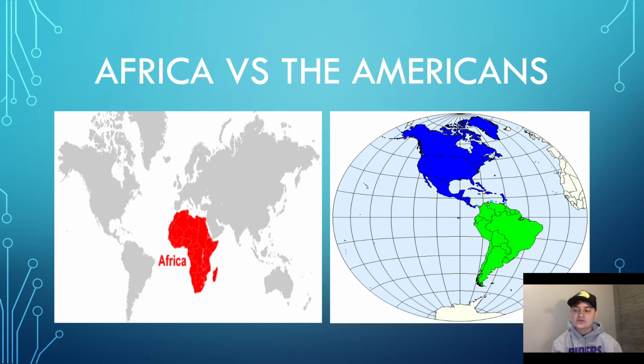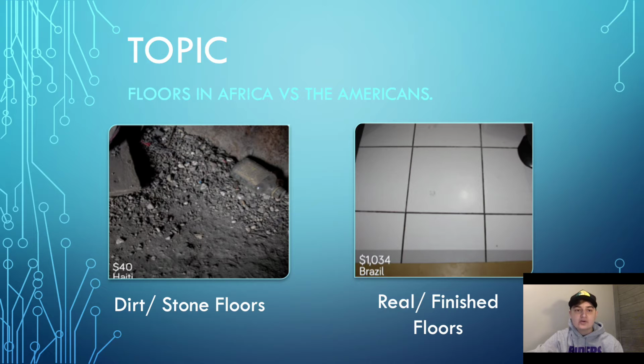I used the Dollar Street website to compare the proportions between the two continents, Africa and the Americas, based off their photos from the website. And like I stated, the two continents I chose are Africa and the Americas. The topic I chose is floors in Africa versus the Americas.